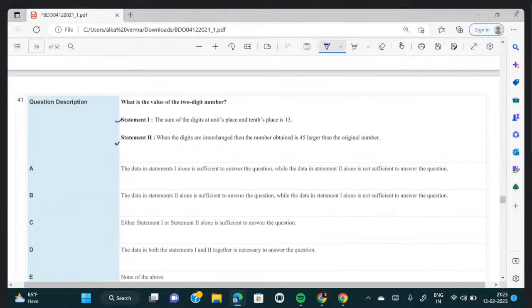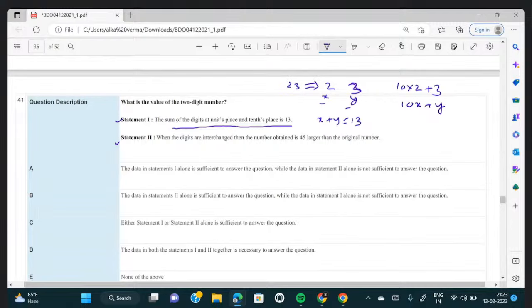The sum of the digits at the unit place and the tenth place is 13. Let us take an example, the number 23. If we split 23, you get 2 and 3. But if you represent it in the form of a number, it becomes 10 into 2 plus 3. Understood? 10 into 2 is 20 plus 3, 23. So this becomes our x, this becomes our y. So the digits are x and y, and the entire number becomes 10x plus y.